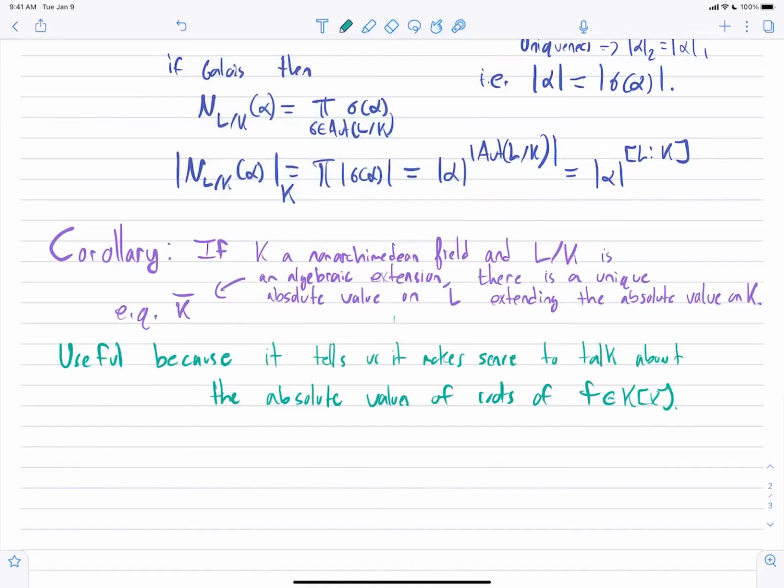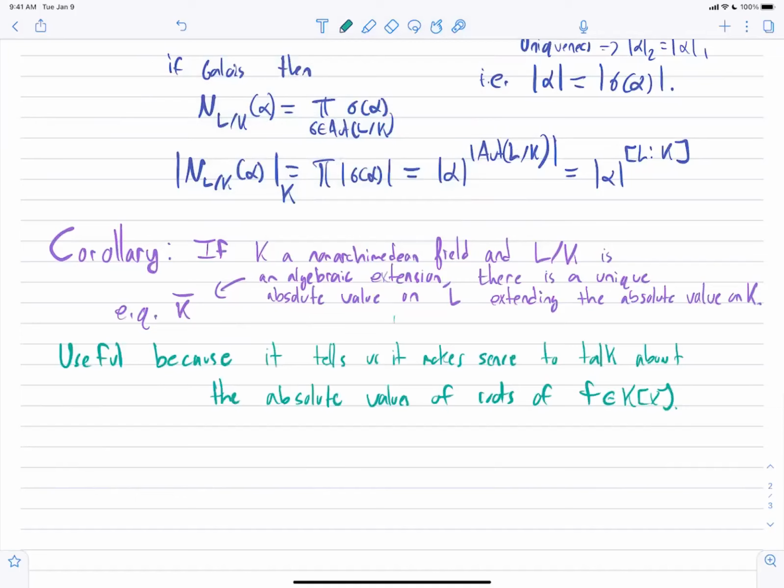Picking different extensions, there are going to be maps between them, but it's not like roots in one extension aren't the same thing as roots in another extension; their absolute values always agree. So it doesn't matter where you do your computations, absolute values always agree. And so it makes sense to start with a polynomial and talk about the absolute values of its roots.